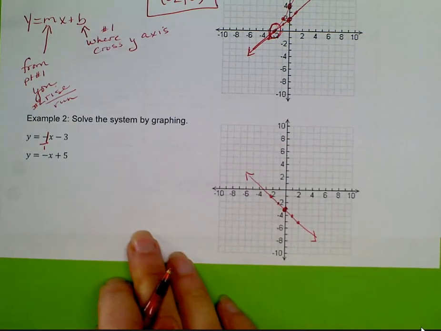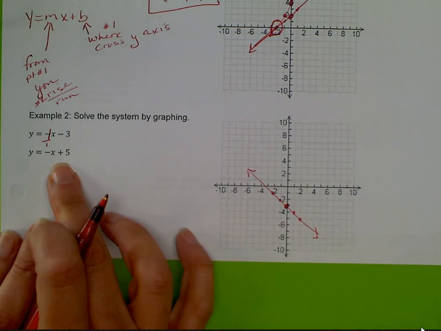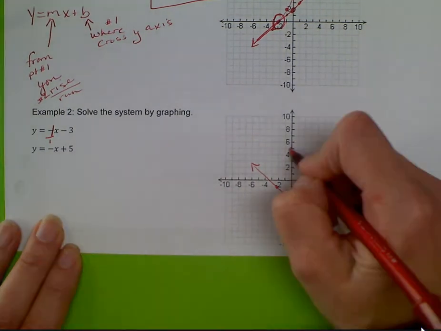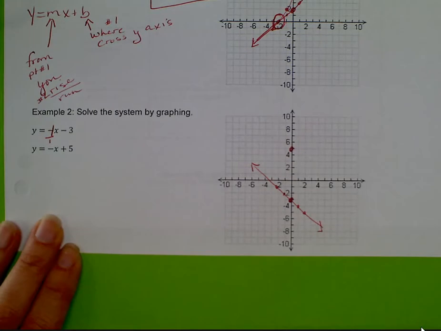All right, Reese, tell me how to graph the second one. Graph 5 on the y-axis. Good, and from there? Down 1 over 1.